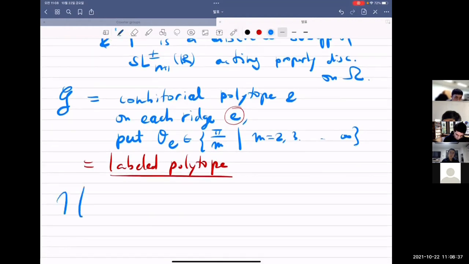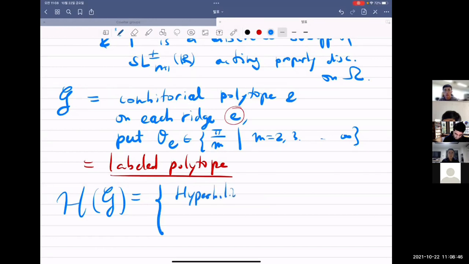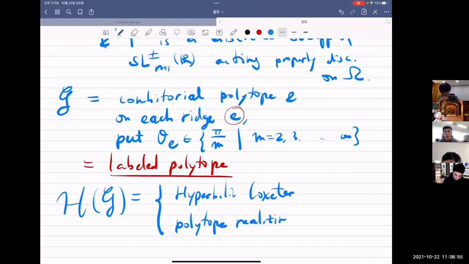Then, for example, we can think about the following space, which is the space of hyperbolic Coxeter polytopes realizing G, up to the isometry group of H^n. Okay. So of course, when we have this n-dimensional polytope.